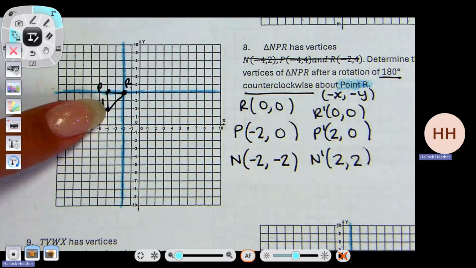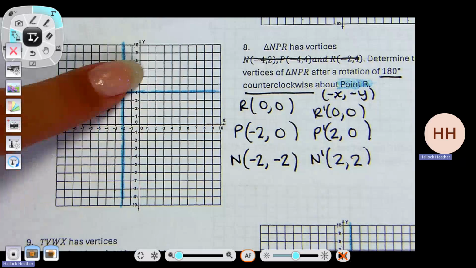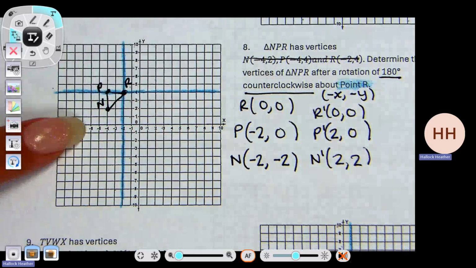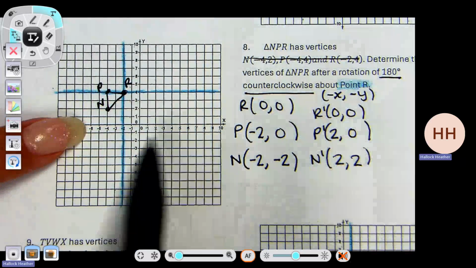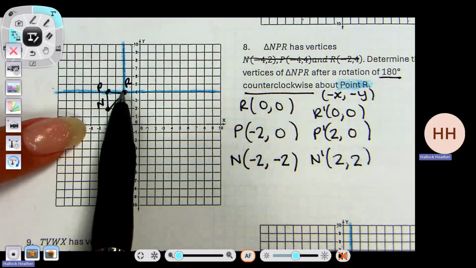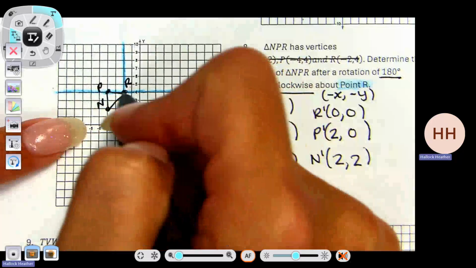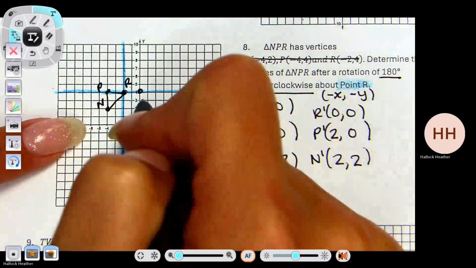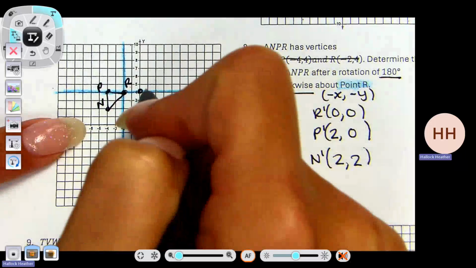When we plot these, because it's 180, it's moving 2 quadrants. So it started down here. So it's going 1, 2. So it's going to end up on the opposite direction. So we're going to plot those. You're not using the real 0, 0. You're using like this made up imaginary one. R does not move. It stays because that's where it's spinning. 2 zeros over here. 2, 2.